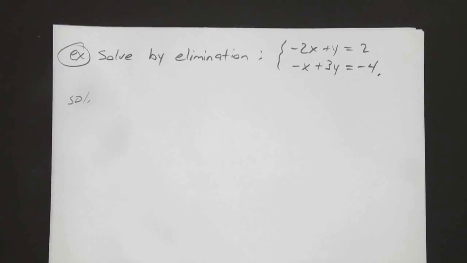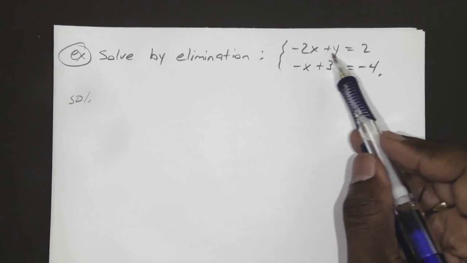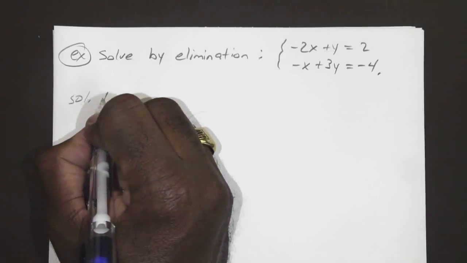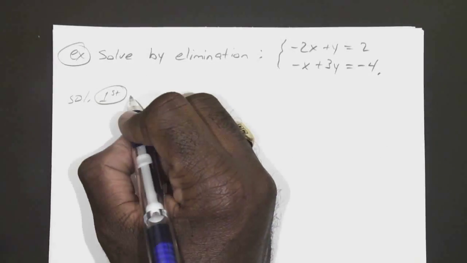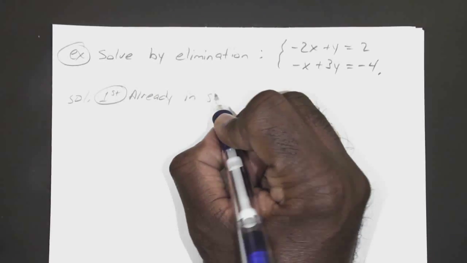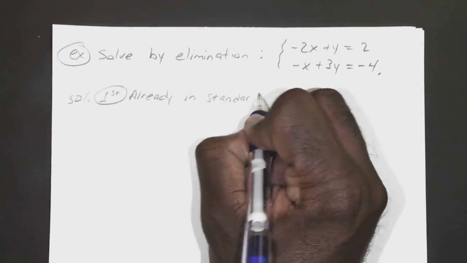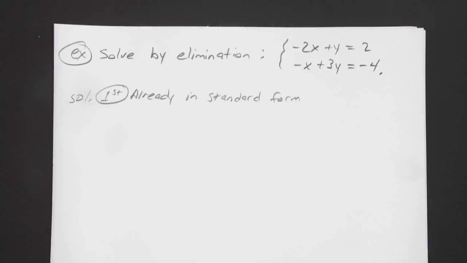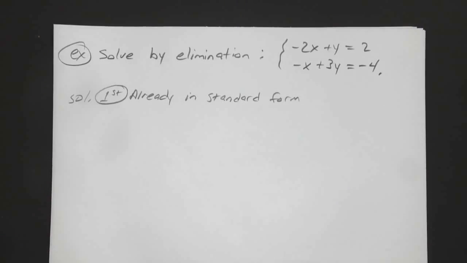Okay. Now, first, we have to make sure it's in standard form. All of our variables are on the left, so we're good there. Already in standard form. Okay. Now for this one, the second step is necessary because if we just added them together right now, neither one of those would disappear. We wouldn't get rid of any variables.